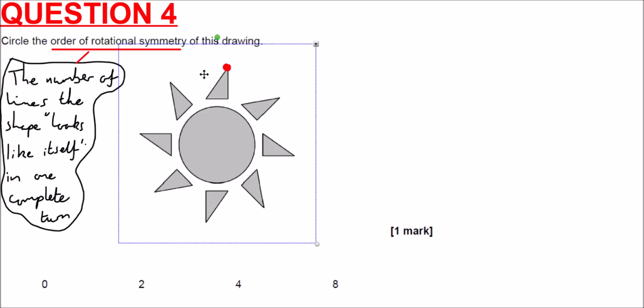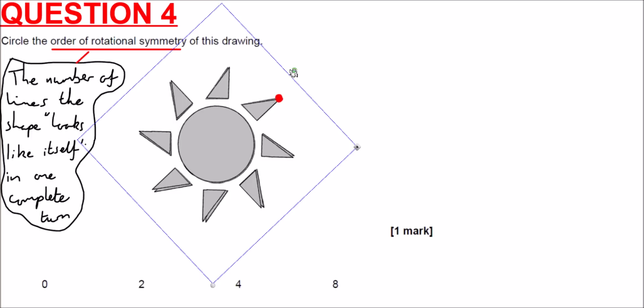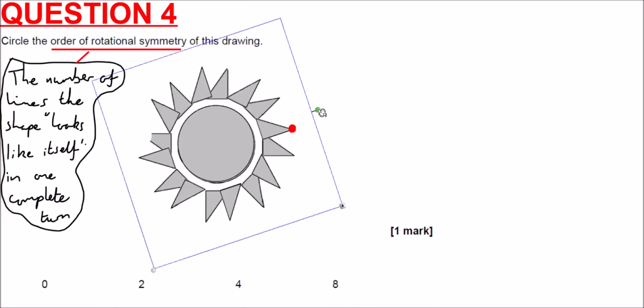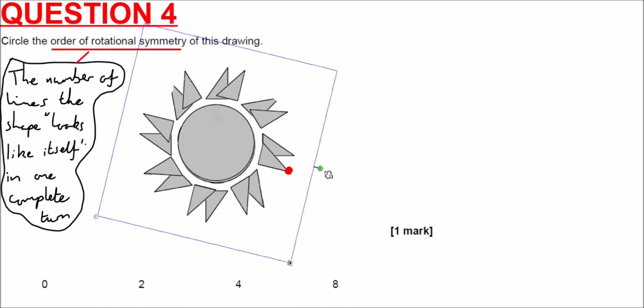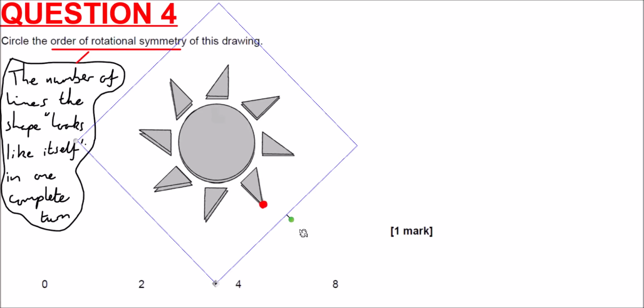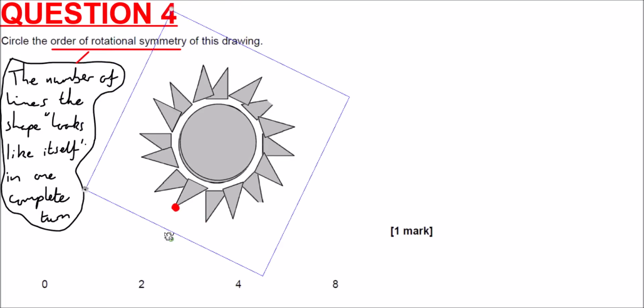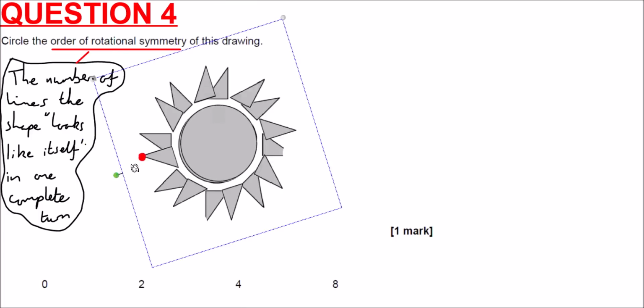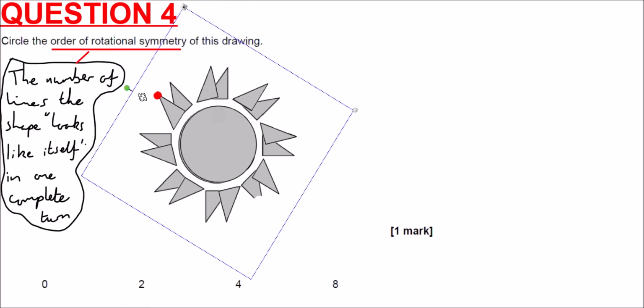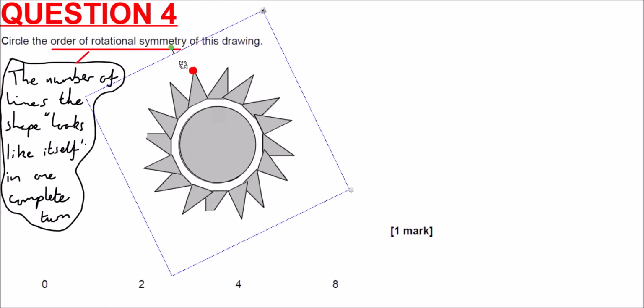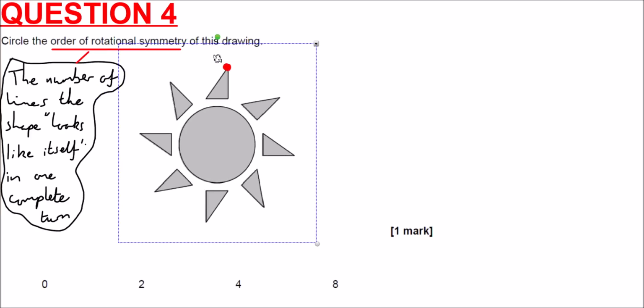So now if we turn it round and keep an eye on this red dot, when the red dot gets back to the top position, we've done one complete turn. So that's once, twice, 3 times. The triangles don't perfectly overlap, but hopefully you get the idea. 4 times, 5 times, 6, 7, and back again is 8.